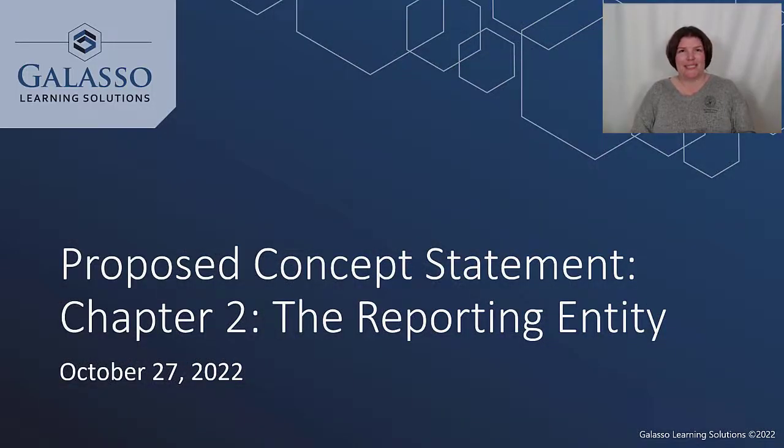My name is Melisa Galasso, and today we're going to talk about a proposed concept statement that was recently issued by the FASB. So the FASB has been working really hard at these concept statement updates, and this one is going to be Chapter 2, the reporting entity. So when we look at Concept Statement 8, what they really do is they break them into different chapters. And what they're trying to do is think about, okay, what is the reporting entity that we're going to discuss in terms of level of reporting?